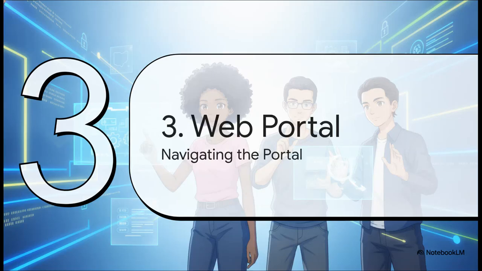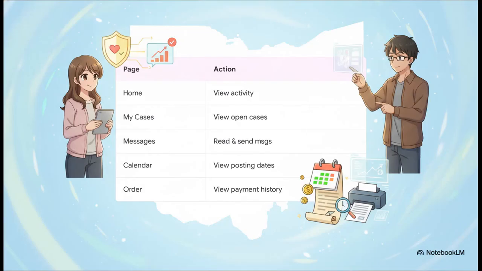Okay, Section 3, let's navigate the web portal. Once you are fully logged in, you'll see this portal is incredibly comprehensive. Based on a great guide by the Legal Aid Society of Cleveland, we can see exactly where everything is. The home page gives you your recent payment activity. The calendar page? That's an absolute game changer. It highlights dates in green so you know exactly when your payment's posted.